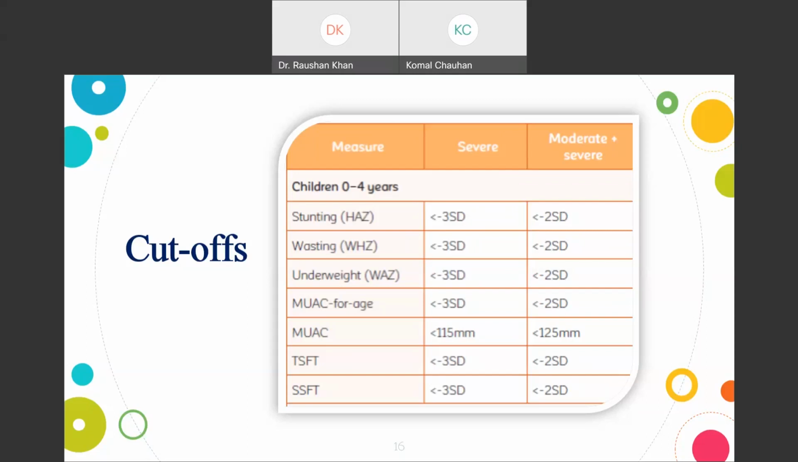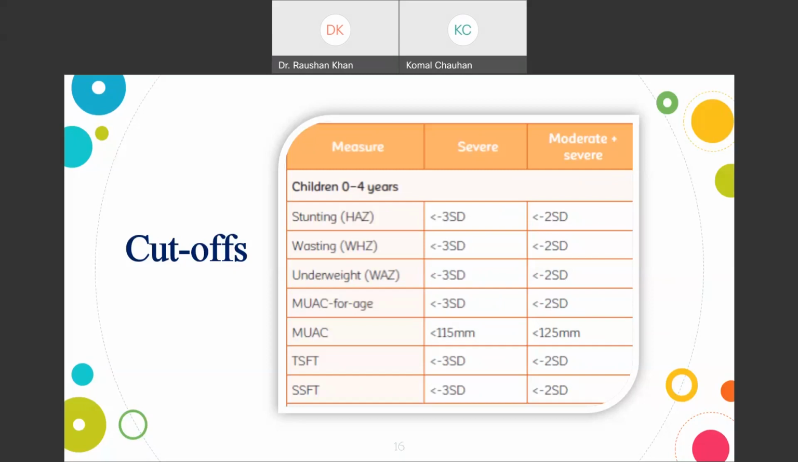So here you can see the severe and the moderate cases of malnutrition. Like stunting, as I've shown in the bell figure, if the child's data is less than -3 standard deviation, then severe stunting is there. And in case the data is between -2 and -3 standard deviation, then it is moderate. And similarly, you can see the same in all the cases.